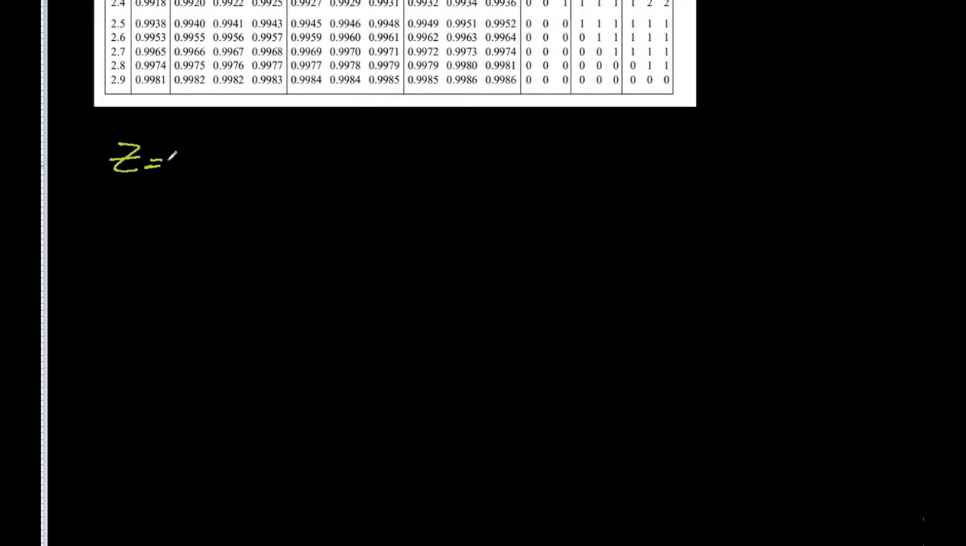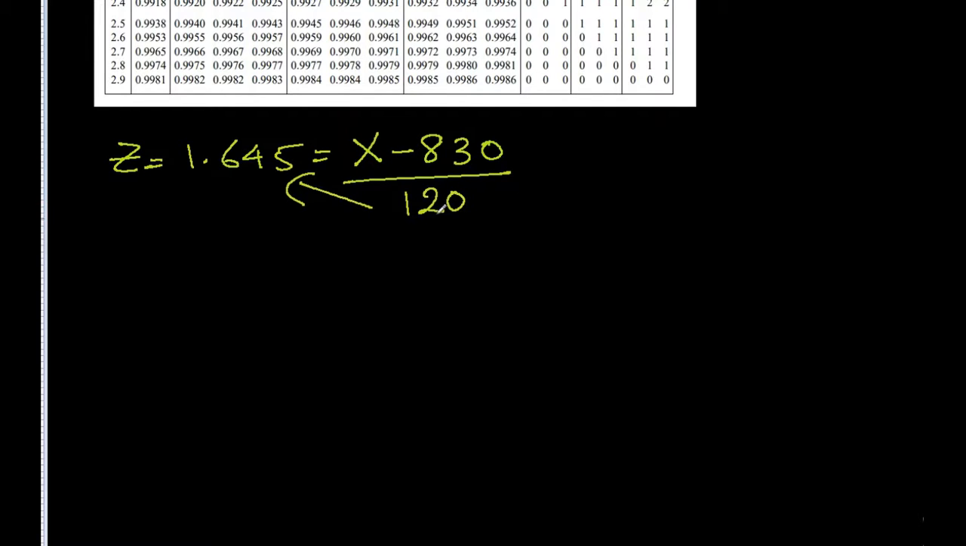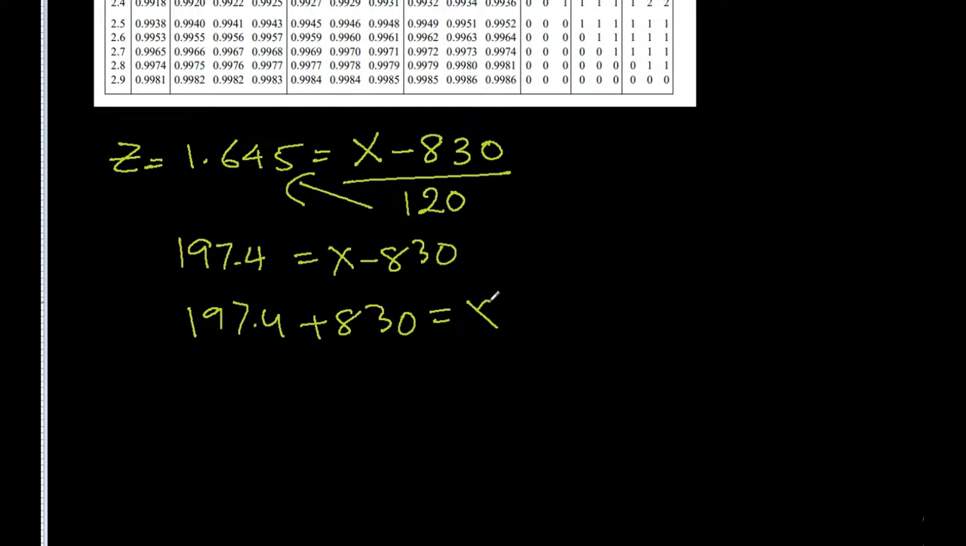So let's continue down here. The Z score we just got, 1.645, is some value x minus the mean. The mean in this case is 830 kg, divided by the standard deviation 120. Let's cross multiply this and we should get x. 1.645 multiplied by 120 is equal to 197.4. 197.4 equal to x minus 830. 197.4 plus 830 equal to x.